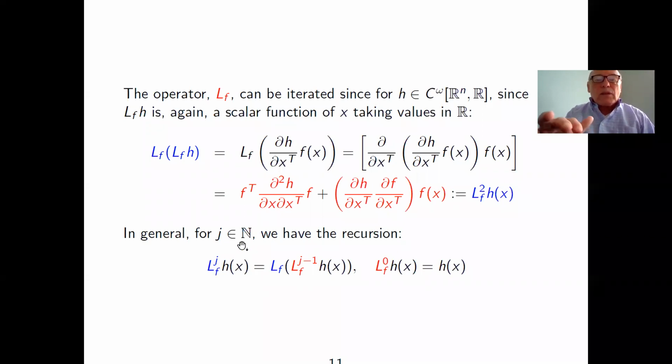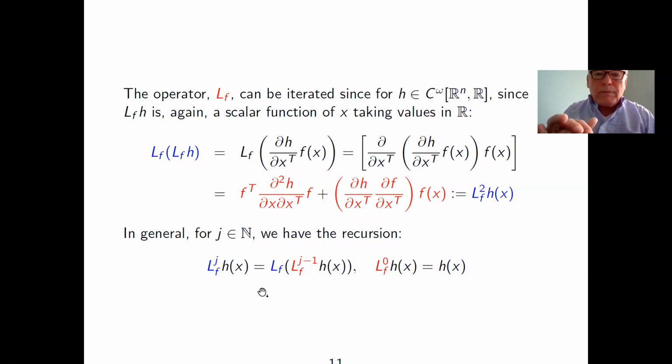If we have an integer number of times that we want to iterate the directional derivative operation on a scalar function h, that would be simply the application of the directional derivative to the previously found operation, starting from the fact that no directional derivative simply leaves the function as it is. So with these two formulas, we have a recursion that allows us to compute any directional derivative of an integer order applied on a scalar function along a vector field f.